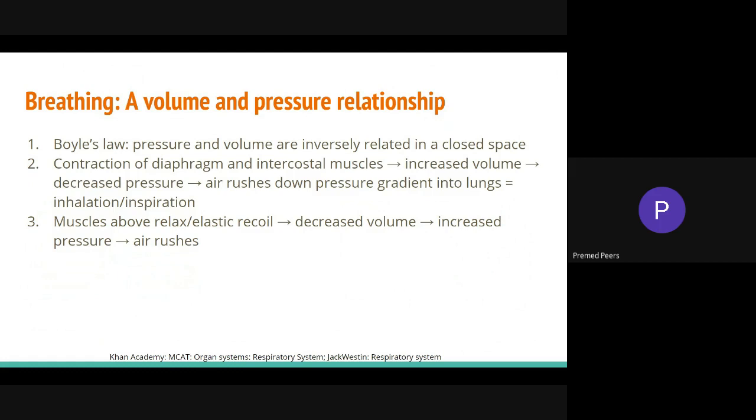Thus, when the intercostal muscles in between the ribs and the diaphragm contract, increasing volume, this decreases the pressure. Air then flows from the higher pressure of the external environment into the lower pressure internal environment of the lungs. Upon relaxation of these muscles, there's a decreased volume and thus an increased pressure leading to exhalation.